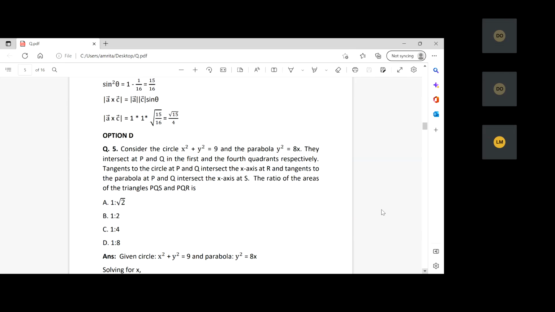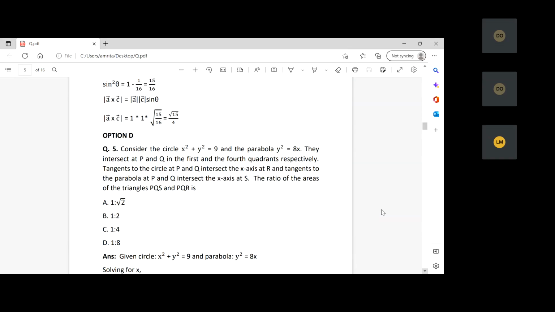Consider the circle x square plus y square equal to 9 and the parabola y square equal to 8x. They intersect at P and Q in the first and fourth quadrants respectively. I would just read it once again. So I have two things at the initial part: a circle and a parabola. They intersect at P and Q in the first and fourth quadrant. The first quadrant is P, and the fourth quadrant is Q. So the circle and parabola intersect in the first and fourth quadrant, and the two points given are P and Q.